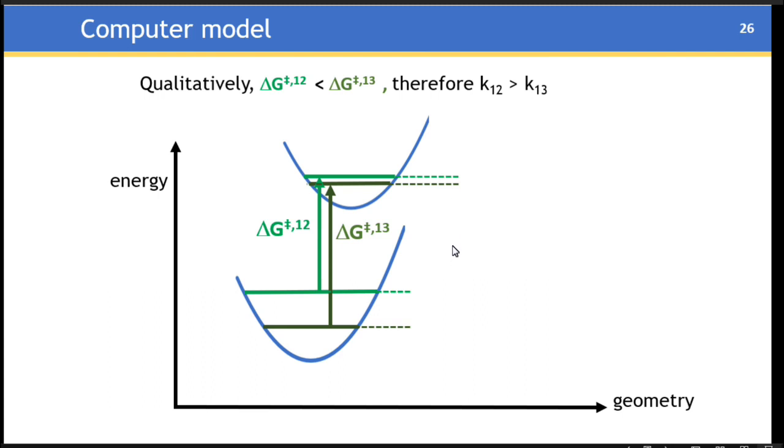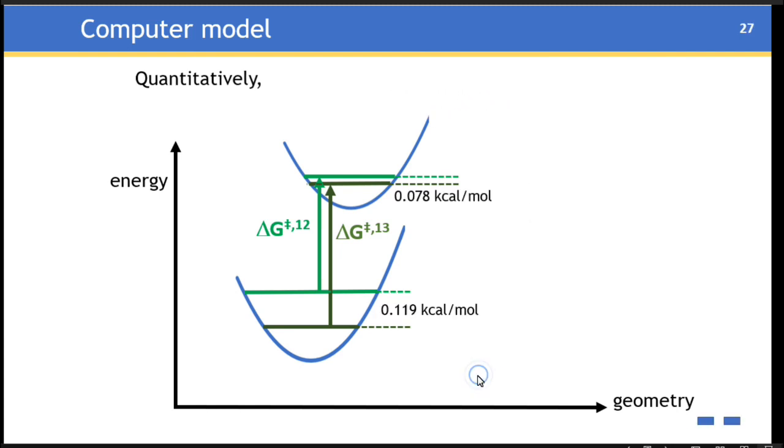So qualitatively, you'd say, oh yeah, I can see why 12 goes faster than 13, because these are separated wide here and almost together up there. This is a shorter distance, and therefore K12 is greater than K13.